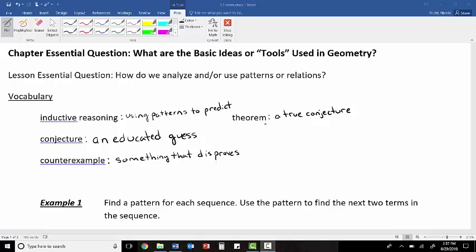A theorem is just a conjecture that is true in all cases. So for example, a negative number times a positive number will always give you a negative number. That is a theorem because it is a true statement.